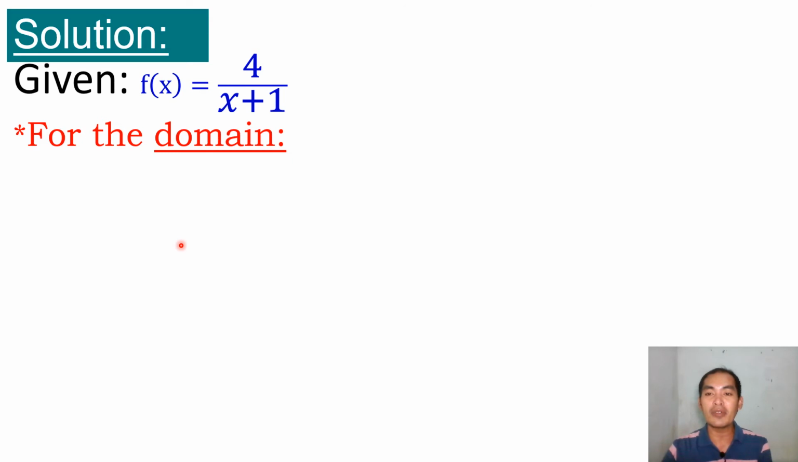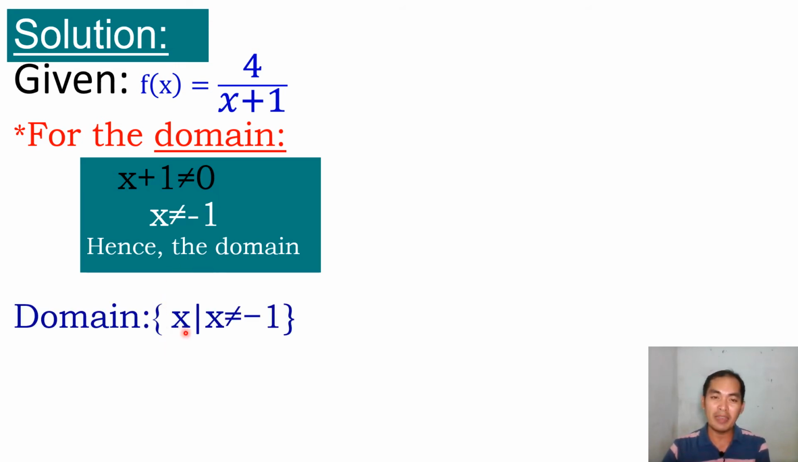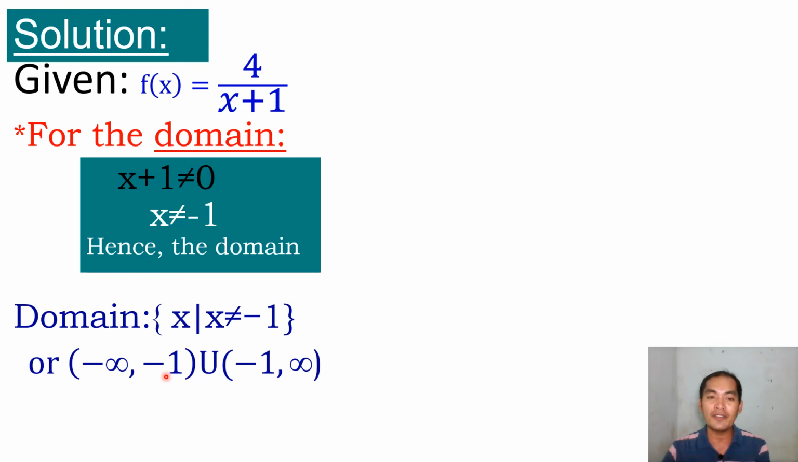So we use the symbol is not equal because that's not part of the domain. So we have x plus 1 is not equal to 0. Transpose 1 to the other side, it became negative 1. Therefore, the domain are all real numbers except x equals negative 1. So the domain is the set of all x such that x is not equal to negative 1. Or using interval notation, that is from negative infinity to negative 1, union from negative 1 to positive infinity.